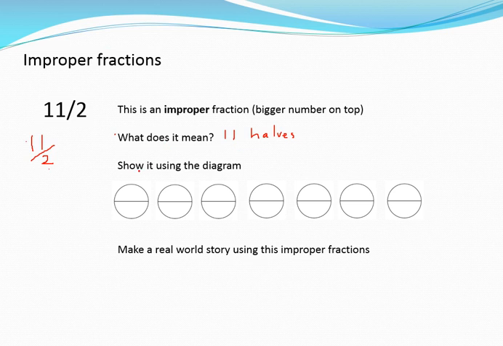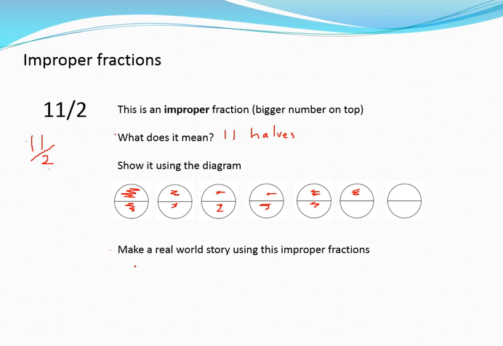So showing that using a diagram, well, we can do that. We know how to colour in a half. There's 1 half, 2 halves, 3, 4, 5 halves, 6 halves, 7 halves, 8 halves, 9 halves, 10 halves, 11 halves. So yeah, that's 11 halves there.